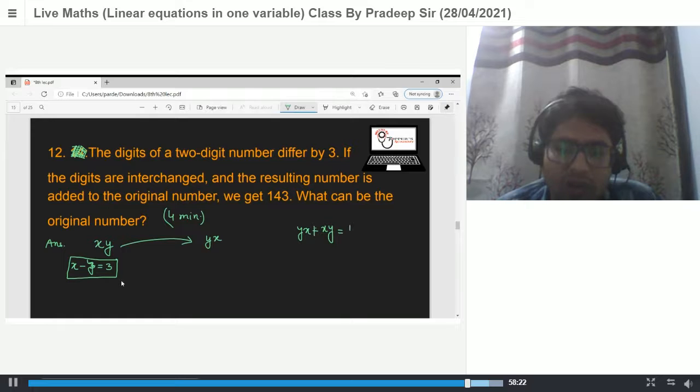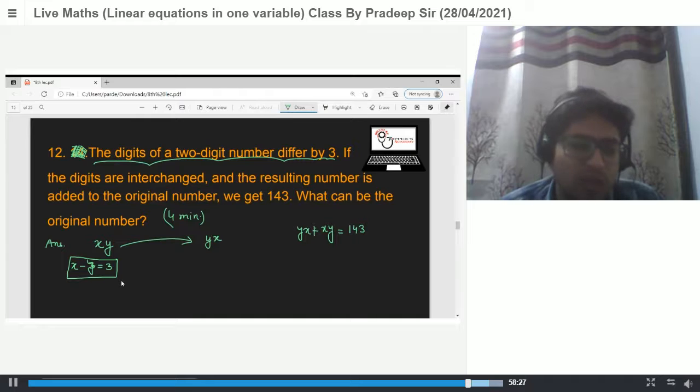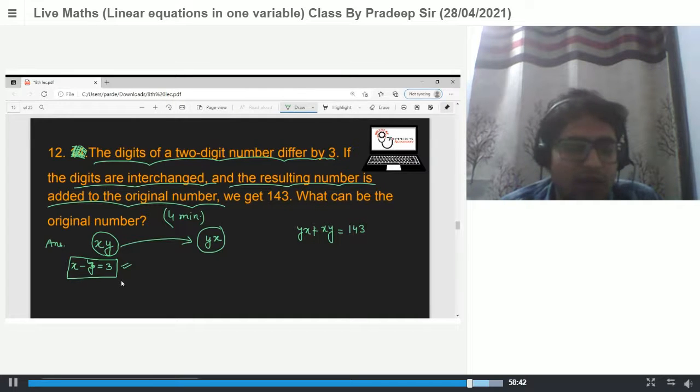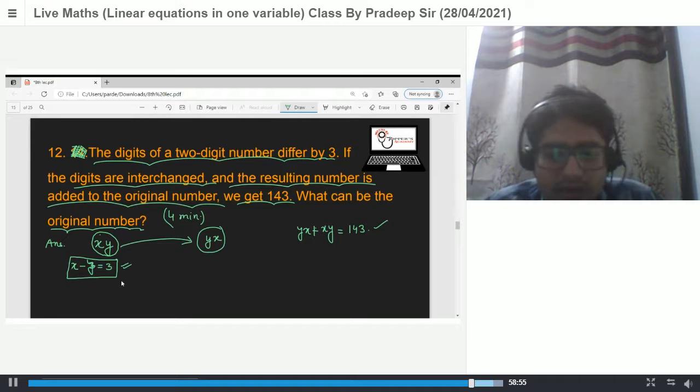143. Yes or no? The question is: the digits of a two-digit number differ by 3. If the digits are interchanged, we get a new number, and the resulting number is added to the original number. You will get 143. Yes or no? And now the question is, what can be the original number? So you have to find the original. Understood or not? Any doubt in the question? No.